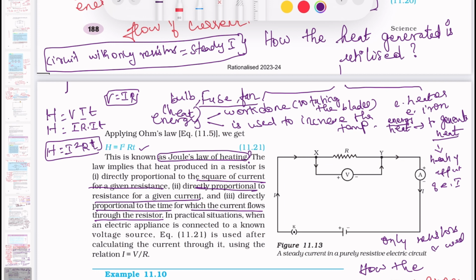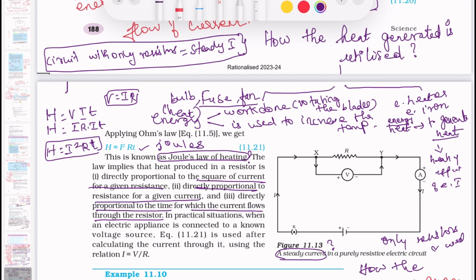And this is a circuit. If they ask you to draw a steady current, you should draw a circuit with only resistors. So this is a circuit for resistors. Now what is the unit for this heat H? The unit is joules. It's energy, work done, everything. This is also termed in terms of joules.